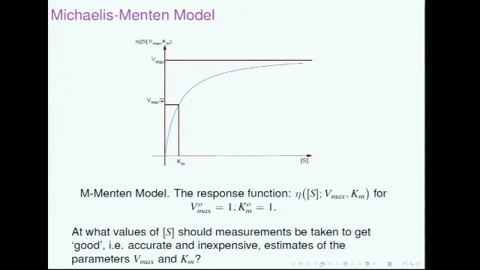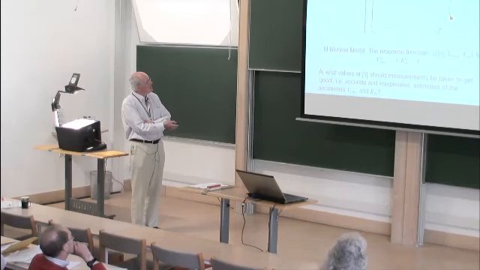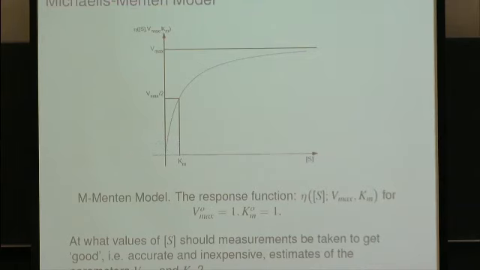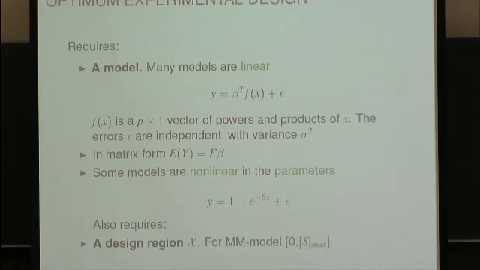Okay, this is a picture then of the model. This is the response function, and you can see that as the substrate concentration increases, the velocity goes faster. The parameter here, this Km, is such that the velocity at that concentration of substrate is half of the maximum velocity. The question is, at what values of substrate concentration should measurements be made to get good, that's accurate and inexpensive, estimates of these two parameters in our model?